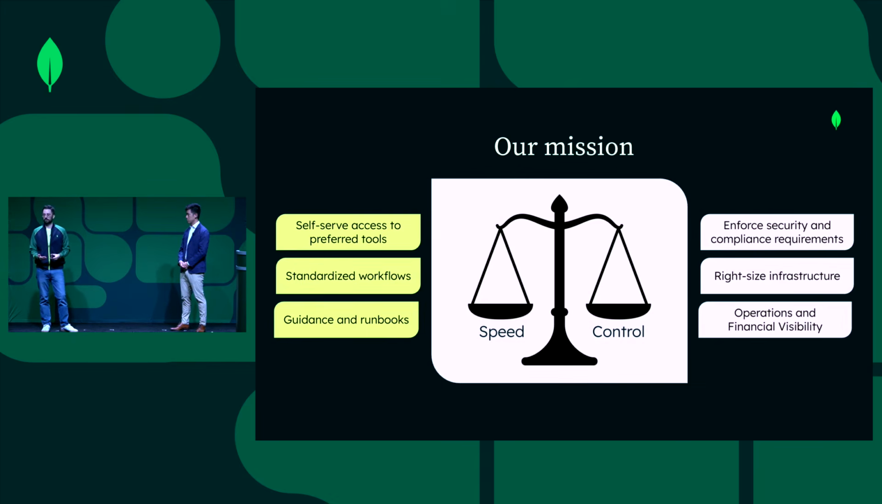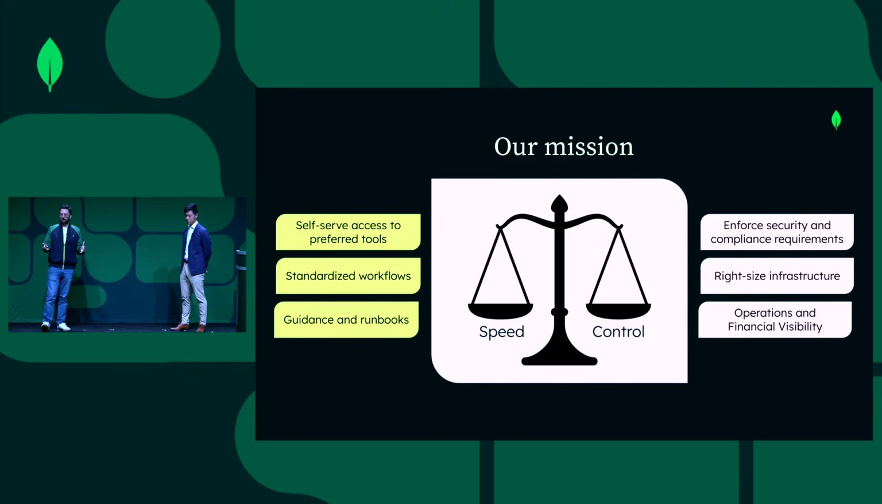Maybe that means self-service access into something like MongoDB Atlas. Standardized workflows, guidance, runbooks, all of these things are designed to help developers be autonomous within some level of control and guardrails. If that sounds terrifying, many organizations definitely lean on the other side of control. Things like enforcing those security and compliance requirements that are just so important and cannot be forgotten. Making sure that infrastructure is right-sized. All the teams that matter, like operations, finance, procurement, have visibility into what's going on with a very large fleet.